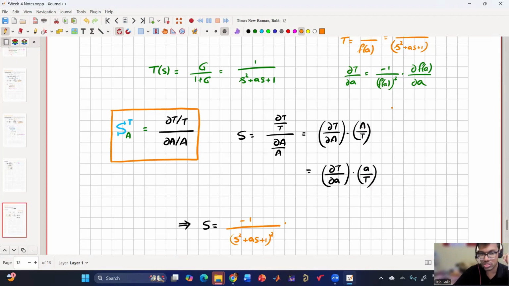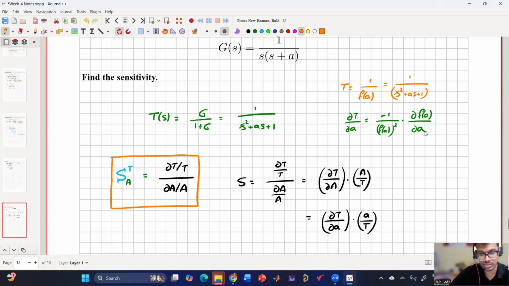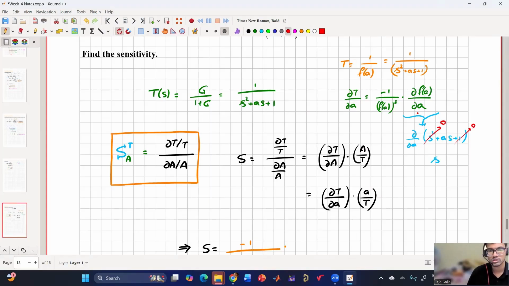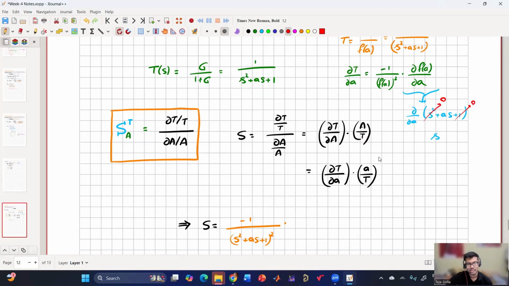Now into the differentiation of f of a with respect to a, not with respect to s, because we are not differentiating with respect to s. If I am differentiating s square plus as plus 1 with respect to a, then s is assumed to be constant. So it will be s, because we are differentiating only with respect to a. s square will become 0 and 1 also will become 0. So it is only s.